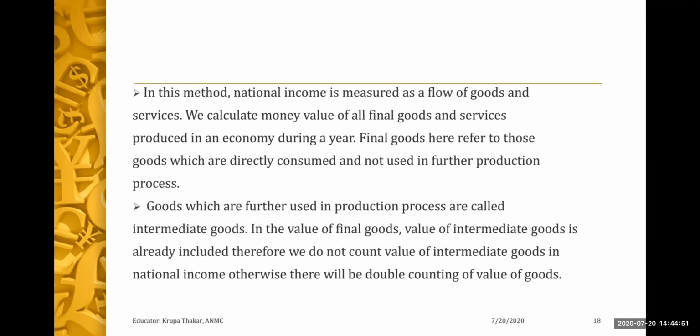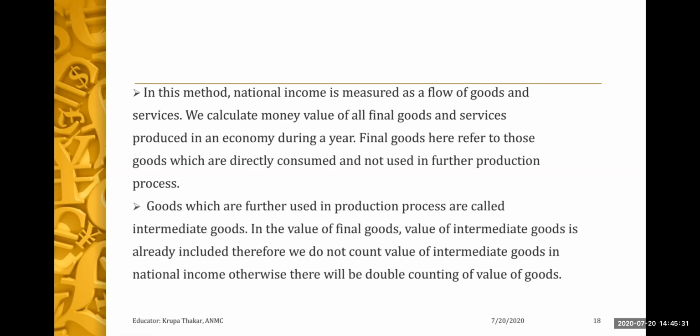Now in this method, national income is measured as a flow of goods and services, and we calculate the money value of all final goods and services which are produced in an economy during the year. Final goods here refers to those goods which are directly consumed and not used in further production, which means we are not going to include intermediate goods, like goods which are used for further production process.